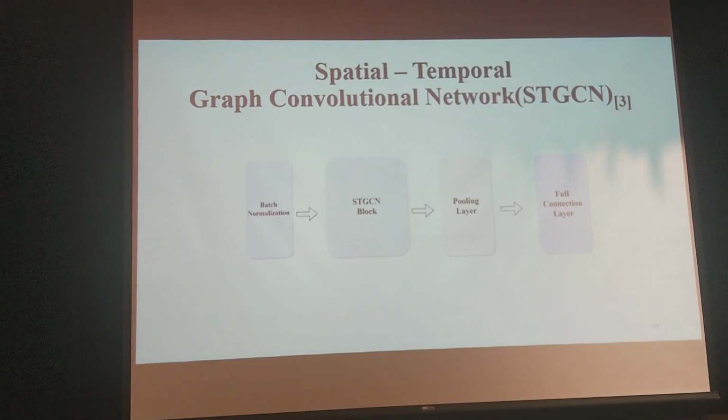The spatial temporal graph convolutional network has the structure shown below. First, the data is normalized by a batch normalization layer, then sent into the STGCN block. After that, we use a pooling layer and a fully connected layer to classify the output.